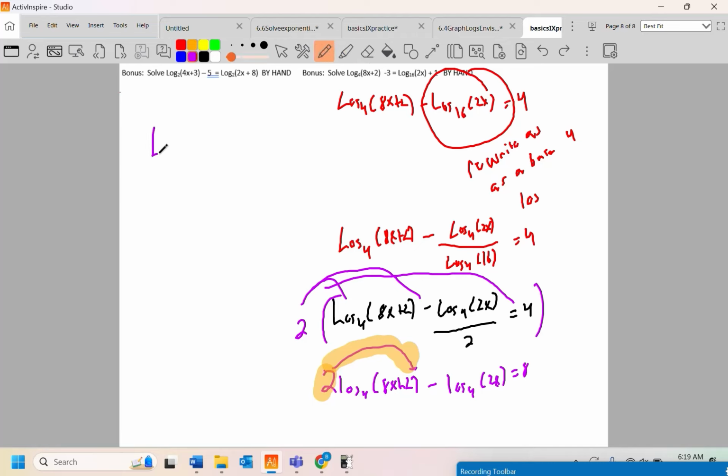So let's see what we have now. We have a log base 4 of (8x plus 2) quantity squared, take away a log base 4 of 2x, and that equals 8. We can now condense.